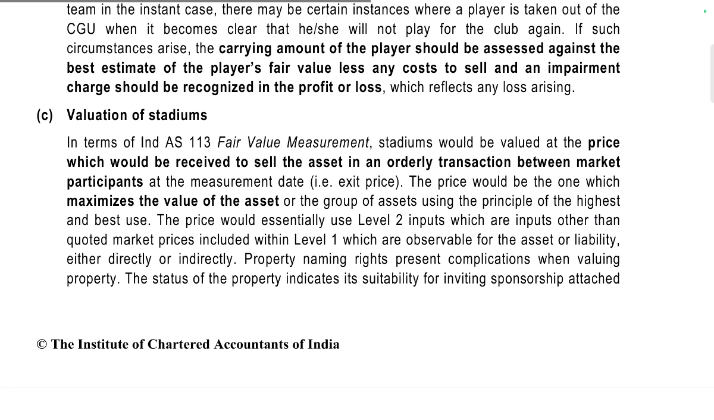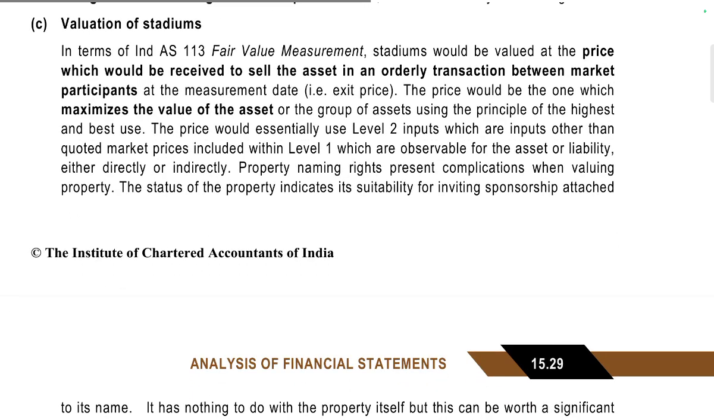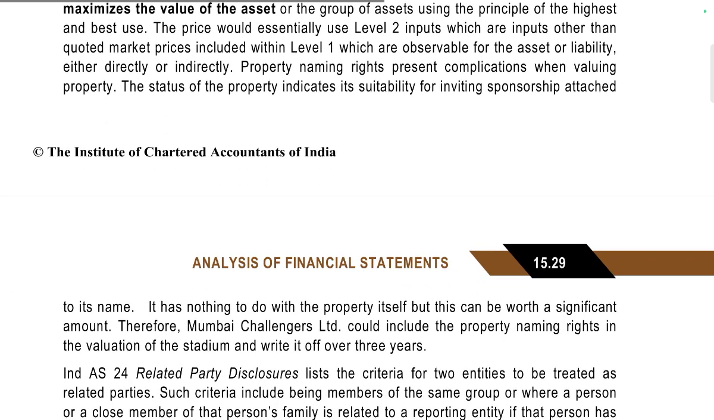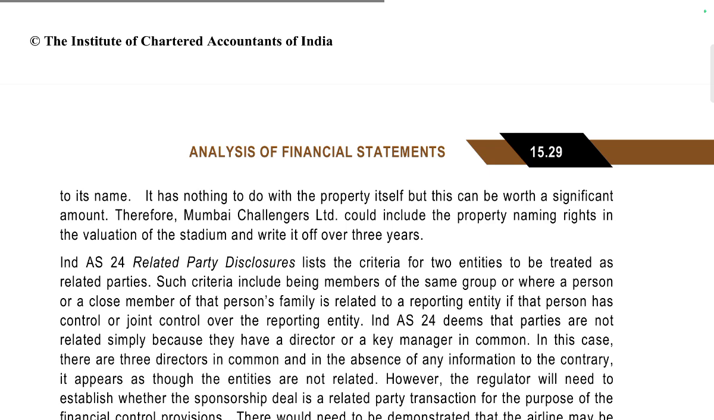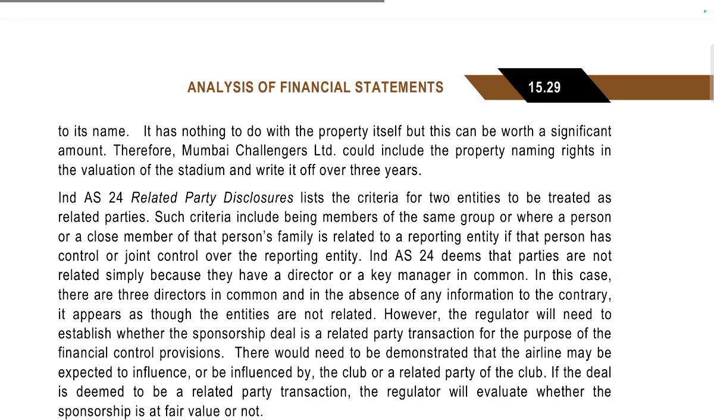The price would essentially use Level 2 inputs, that is inputs other than the quoted market prices included in Level 1, which are observable for the asset or liability either directly or indirectly, namely the naming rights and the present value of properties. The state of the property indicates India is suitable for inviting sponsorship activities in the name. It has nothing to do with the property itself, but it can be a significant amount. Therefore, the Mumbai challenges treat the naming rights as an individual property, separate from the valuation of the stadium, for the right of three years.